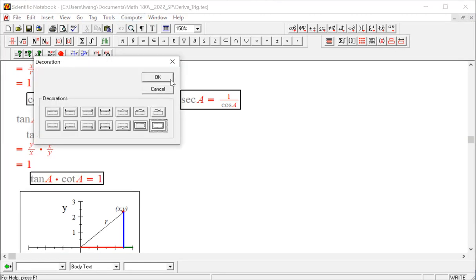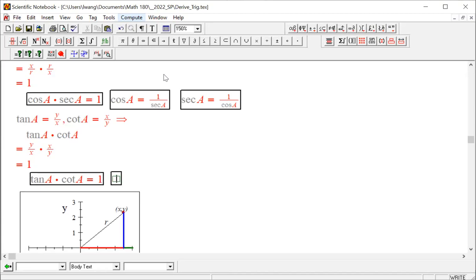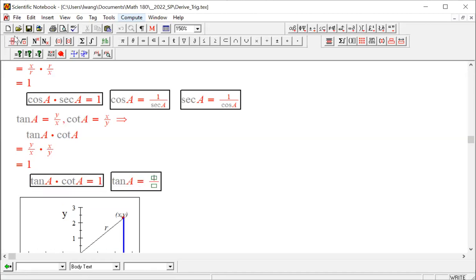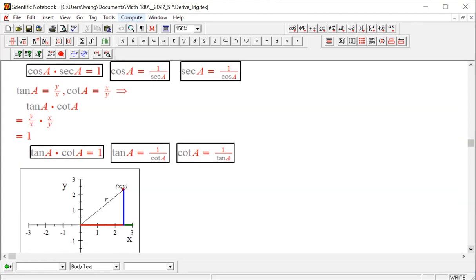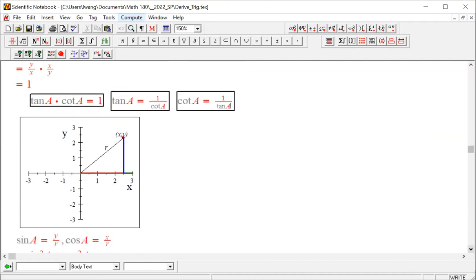And the next one, tangent is equal to 1 over cotangent, and cotangent is equal to 1 over tangent. Okay, so you can see these are derivations. If you put your hands on it, it's actually not that difficult. You don't need to memorize. It's right there. The next very important identity is this one.